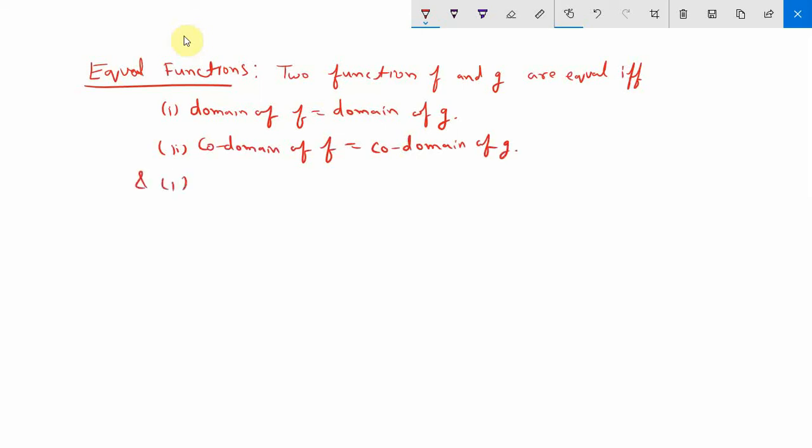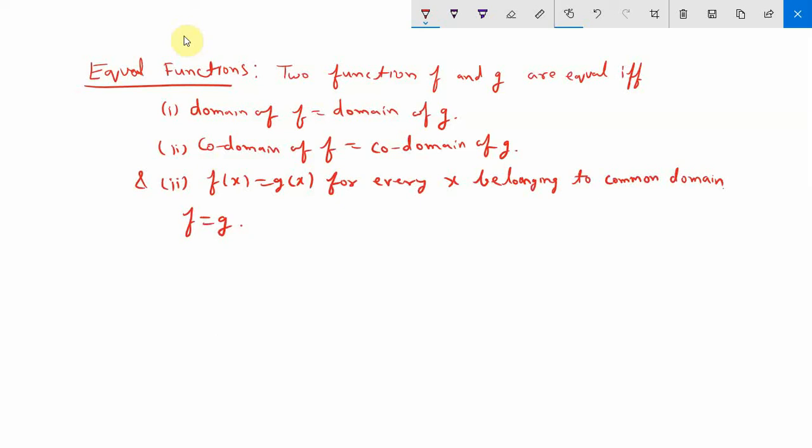And third, f(x) equal to g(x) for every x belonging to their common domain. Domain of both will be the same. So we can write, if two functions are equal, then f equal to g.